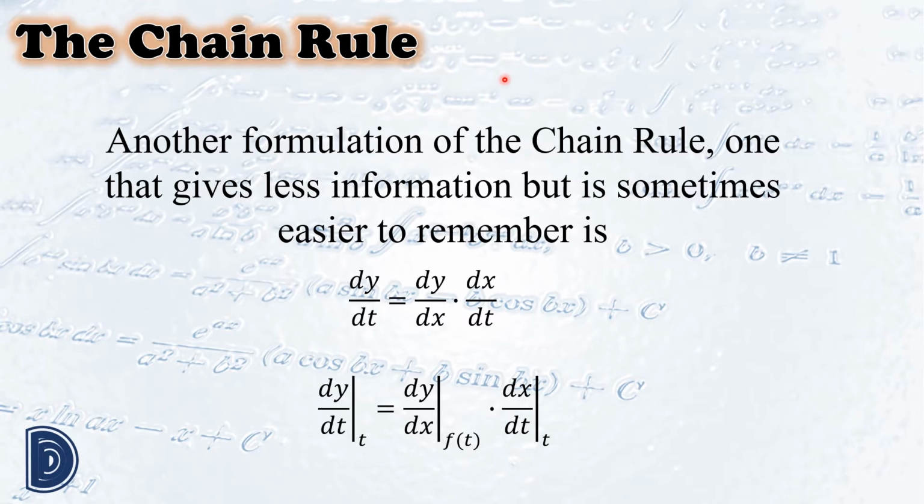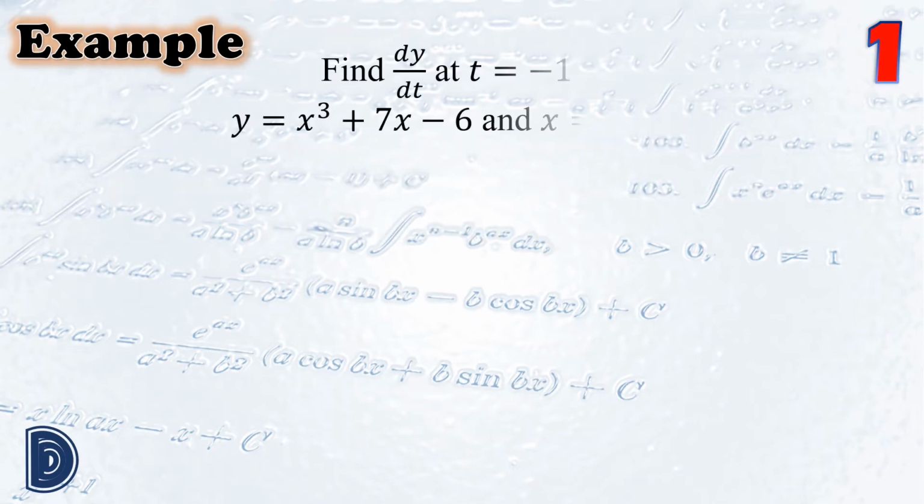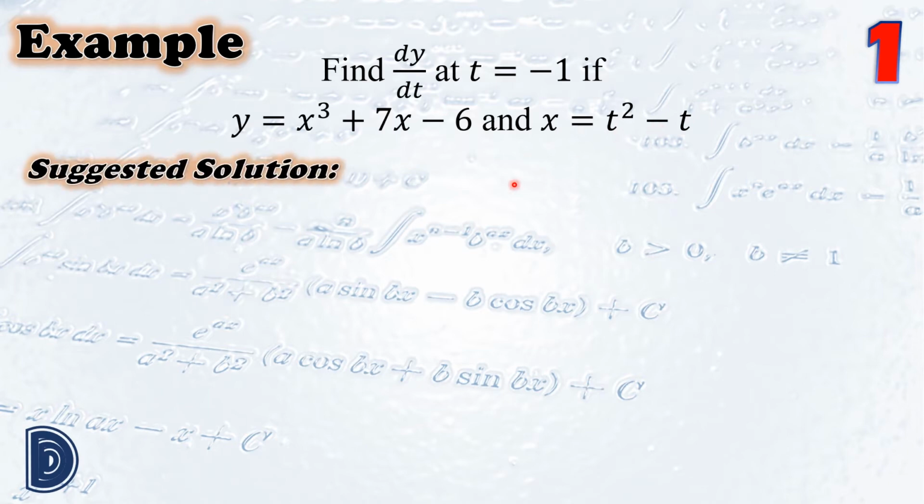As an aid to memory, this is fine. It makes no sense mathematically because derivatives are not fractions. Let us have an example. Find dy over dt at t is equal to negative 1 if y is equal to x cubed plus 7x minus 6 and x is equal to t squared minus t. Here is our suggested solution.